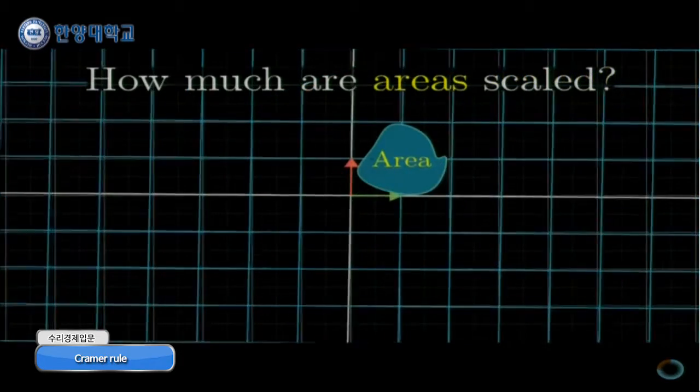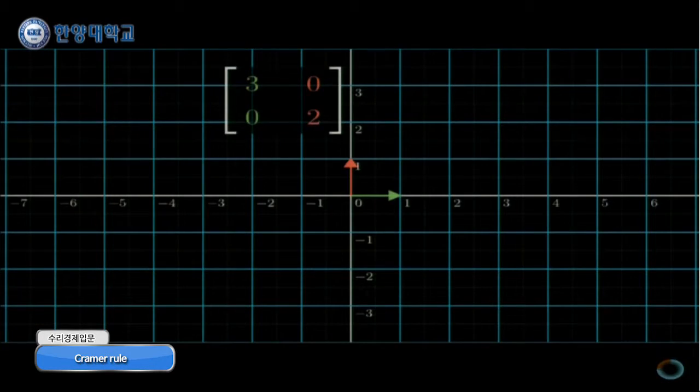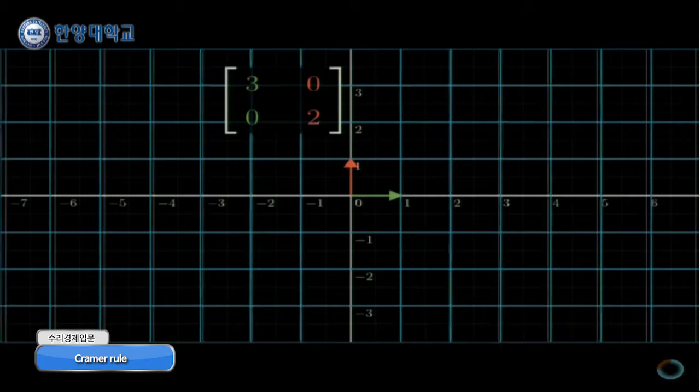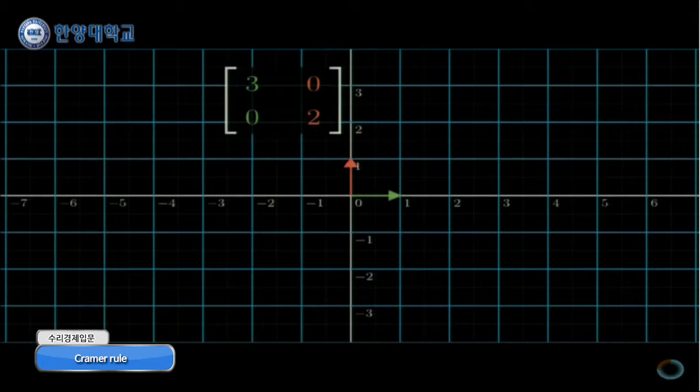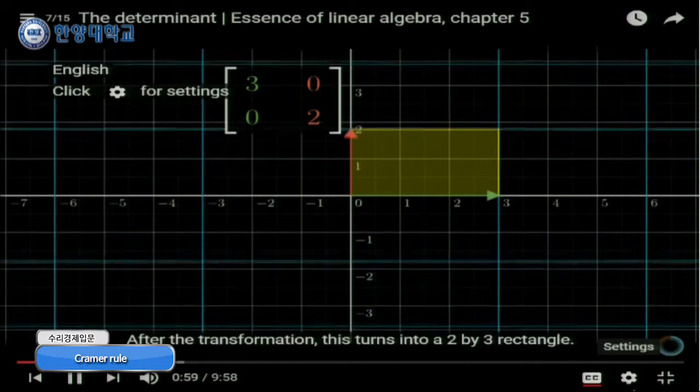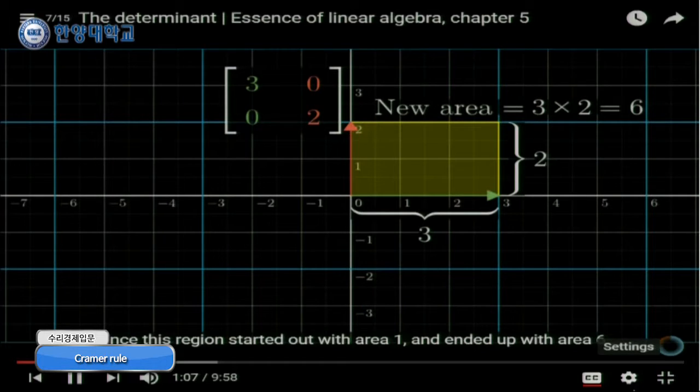More specifically, to measure the factor by which the area of a given region increases or decreases. For example, look at the matrix with columns 3, 0, and 0, 2. It scales i hat by a factor of 3 and scales j hat by a factor of 2. Now, if we focus our attention on the 1 by 1 square whose bottom sits on i hat and whose left side sits on j hat, after the transformation, this turns into a 2 by 3 rectangle. Since this region started out with area 1 and ended up with area 6, we can say the linear transformation has scaled its area by a factor of 6.